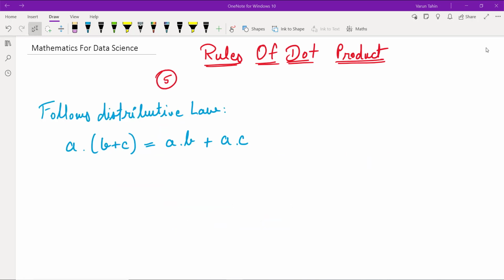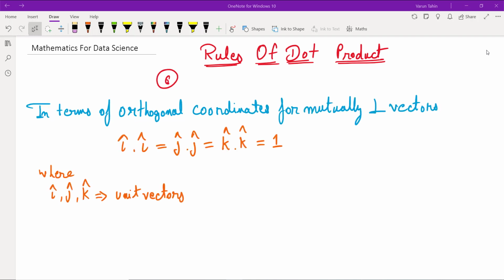And it is also seen that the dot product follows the distributive law, that is, when A, B and C are vectors, then A dot (B plus C) is equal to A dot B plus A dot C. Now property 6 says that in terms of orthogonal coordinates for mutually perpendicular vectors, i hat dot i hat is equal to j hat dot j hat, which is equal to k hat dot k hat, and that is 1, where i, j, k hat are the unit vectors.